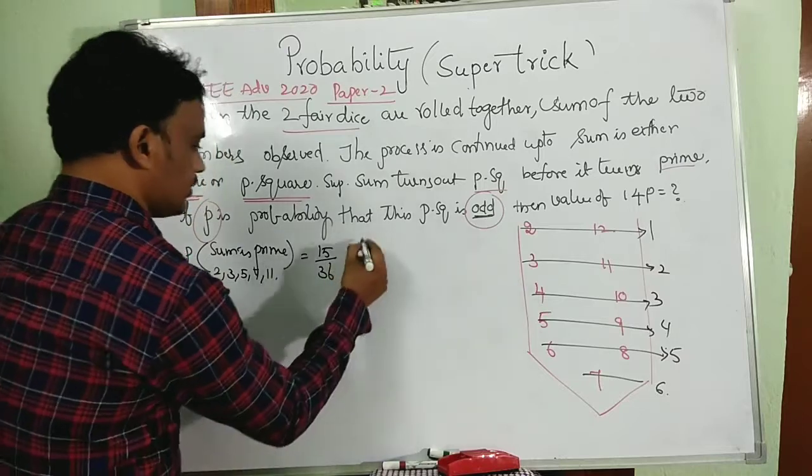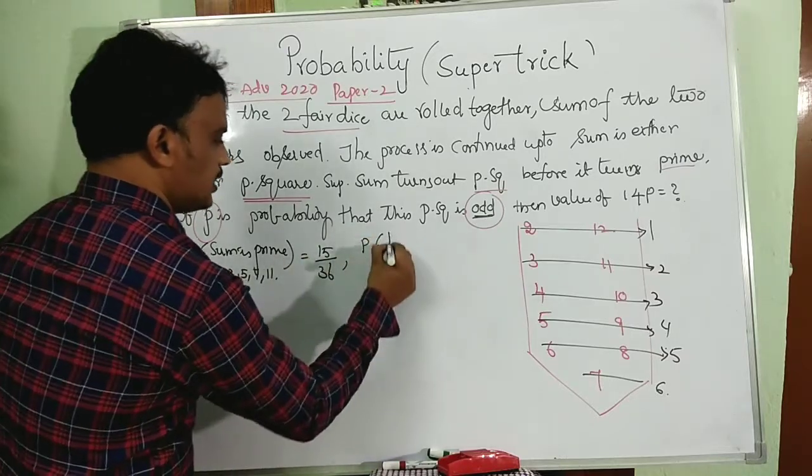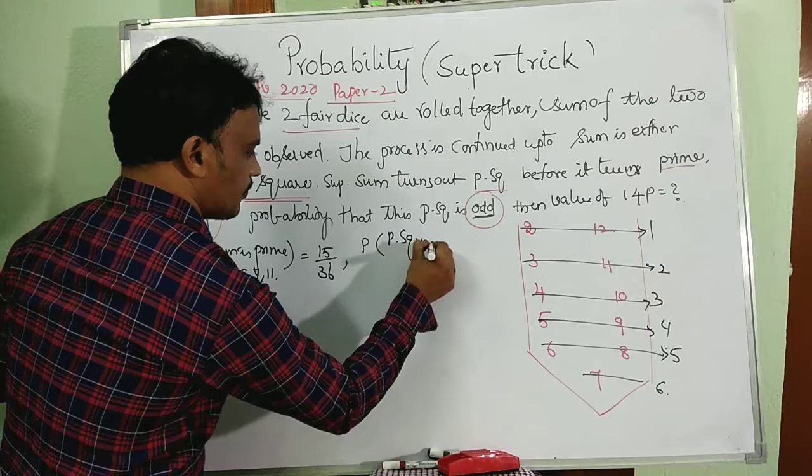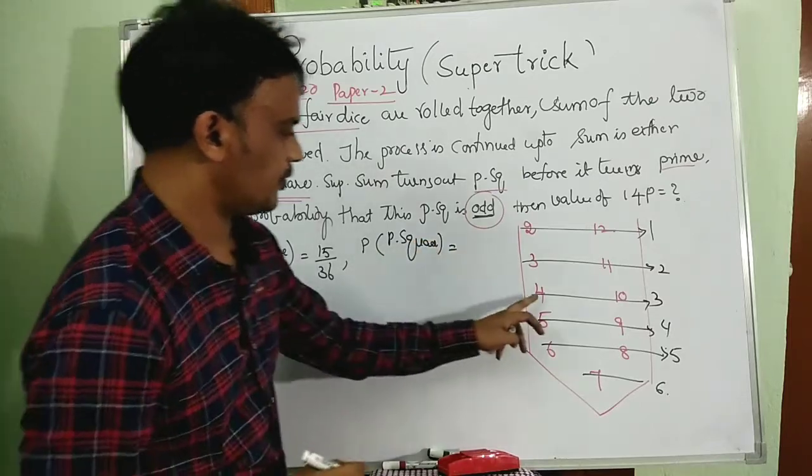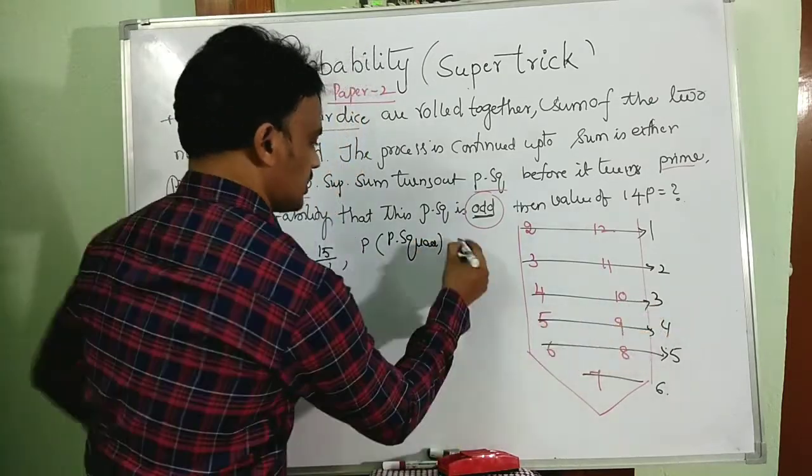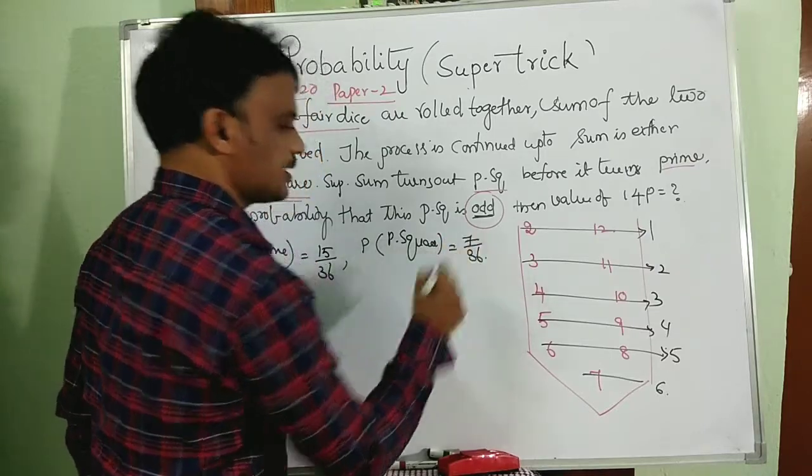Okay, and the probability of the sum being a perfect square. Just now we got this one, perfect squares, 4 and 9. So 3 plus 4, 7 chances out of 36.